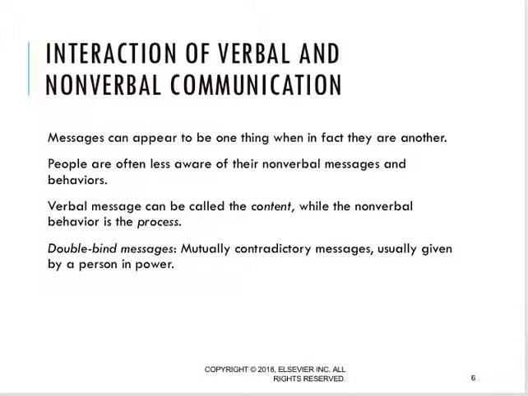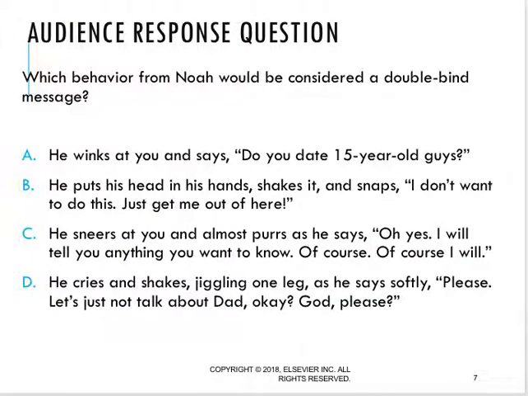A double bind message is when you give two contradictory messages at the same time, and it's usually given by someone in power. For example, which behavior from Noah would be considered a double bind message? It's C. He sneers at you and almost purrs. He says, "Oh, yes, I will tell you anything you want to know." Of course I will. So the behavior is not consistent with what he says. He's saying, "I'll tell you anything you want to know." Let's pretend Noah is a patient that you're interviewing. But the way he says it, he's basically using tone to let you know that's not true.